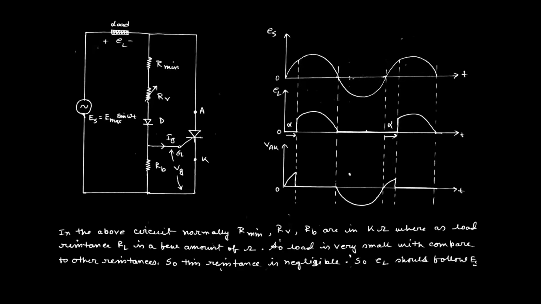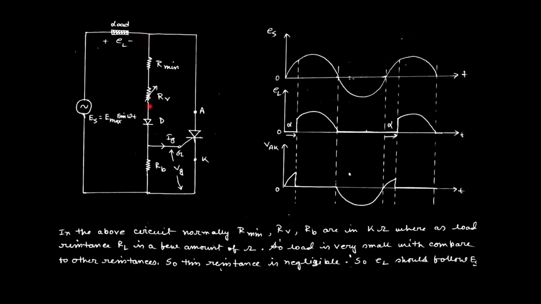Now the operating principle. When the supply voltage goes positive from 0 to 180 degrees, what happens? When the supply voltage reaches a particular value or a high magnitude, and we are applying the gate pulse across it, then the current starts flowing to the gate as well as to the thyristor.